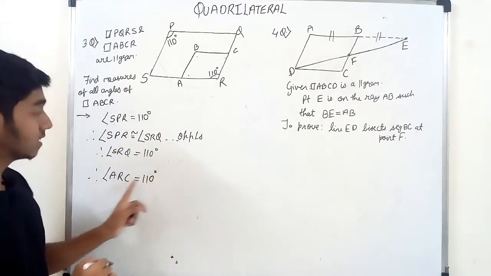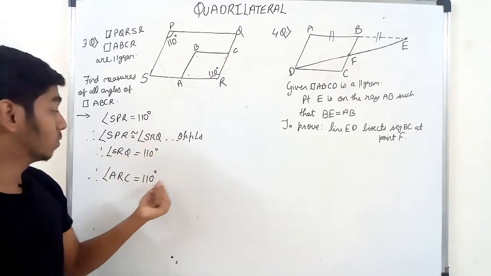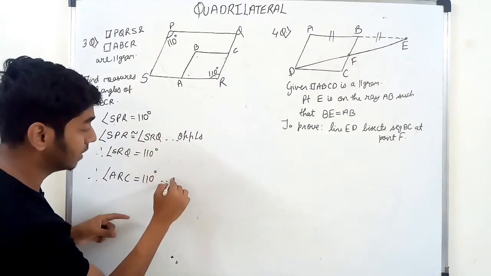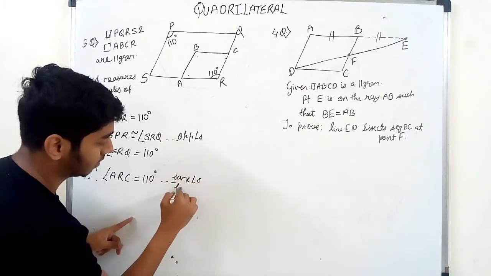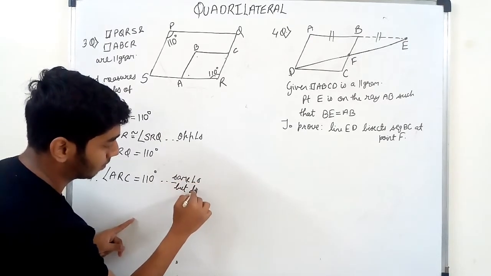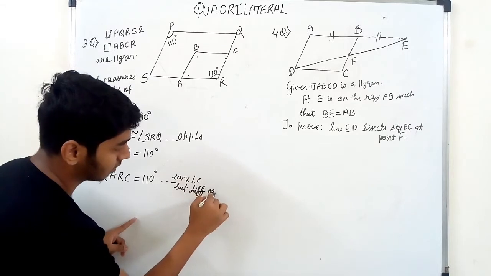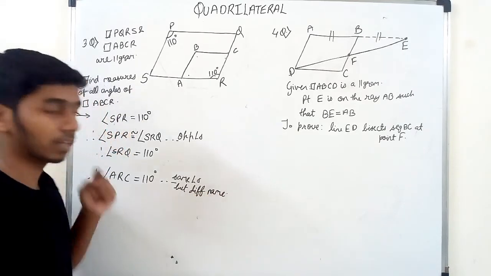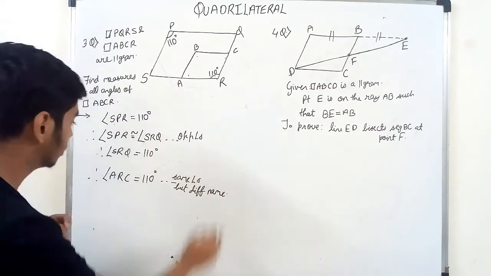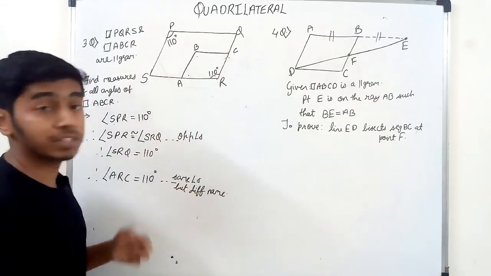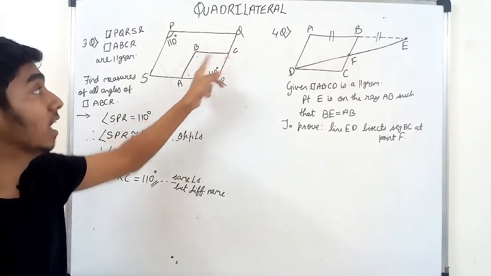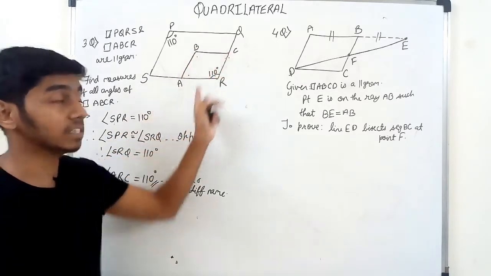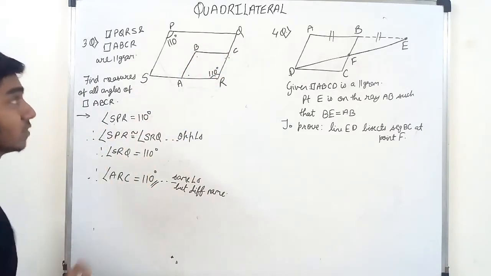So we'll say ARC is equal to 110, and the reason will be same angle but different name. Yes or no? So we have got ARC, which is the first angle. Now we need to find ABC, then BAC and BCR. Okay, so let's find them.